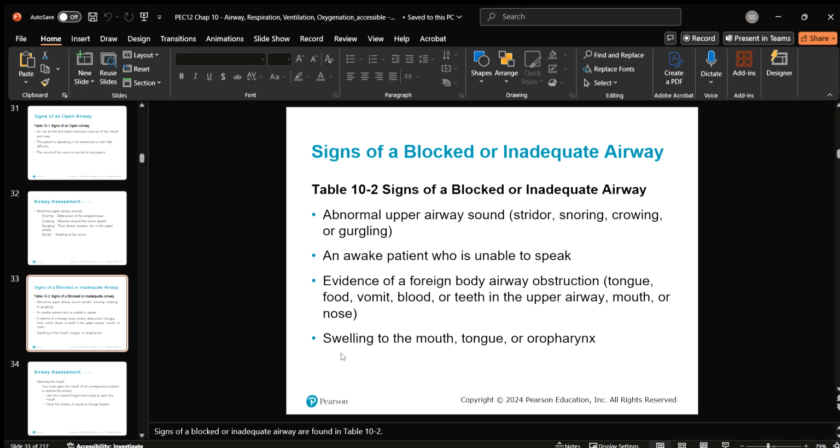All right, swelling to the mouth or tongue or oropharynx. Swelling of the tongue is angioedema. Angioedema. You might see that term again. If not on your exams, you're going to see it on the National Registry. Angioedema is the swelling of the tongue.